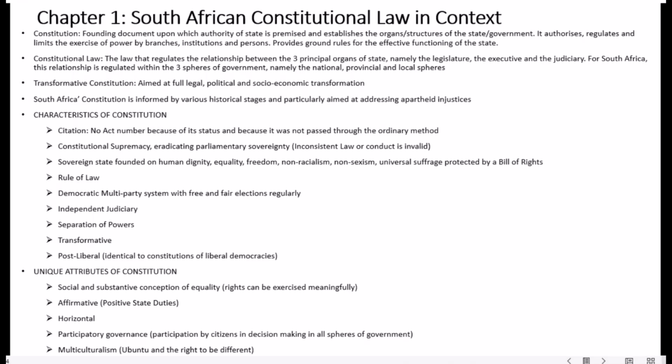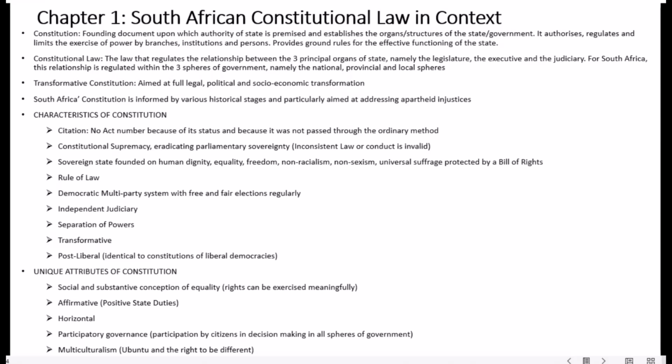And then constitutional supremacy, which eradicates parliamentary sovereignty. And once again, constitutional supremacy just means that the Constitution is the supreme law of the land. Any conduct or laws that are inconsistent with the Constitution will be declared invalid, or they are invalid rather. And then it's also based on a sovereign state founded on human dignity, equality, freedom, non-racialism, non-sexism, universal suffrage protected by a Bill of Rights.